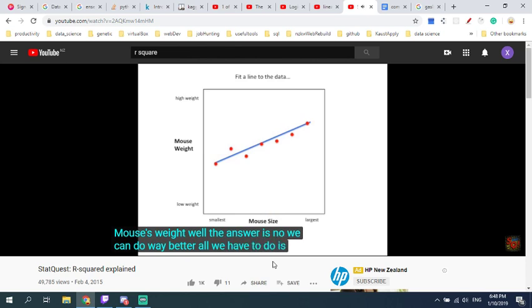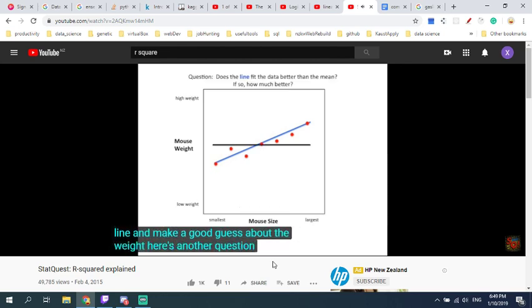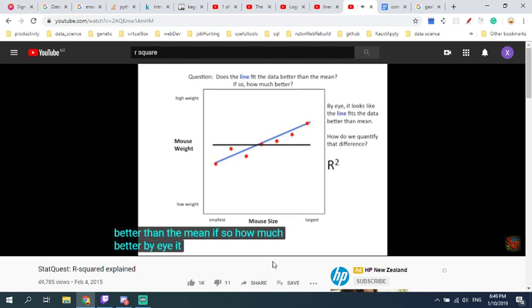All we have to do is fit a line to the data. Now we can predict weight with our line. You tell me you have a large mouse, I can look at my line and make a good guess about the weight. Here's another question. Does the blue line that we just drew fit the data better than the mean? If so, how much better? By eye, it looks like the blue line fits the data better than the mean. How do we quantify that difference?